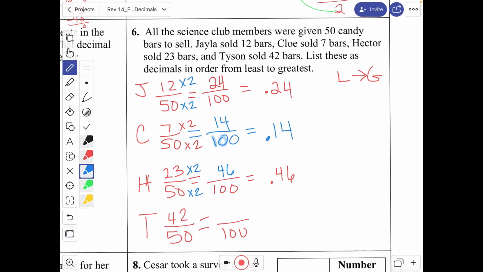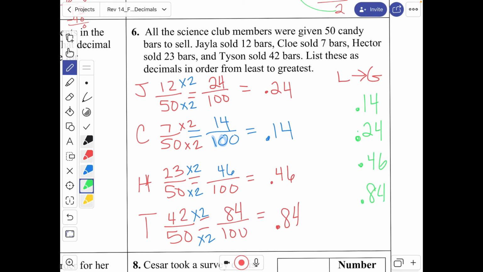And then Tyson had 42. We need to multiply that times 2 again to get it over 100. 42 times 2 makes 84, and 84 hundredths is decimal 0.84. And finally, it said to list them in order from least to greatest. So the least would be 0.14, then 0.24, 0.46, 0.84. 14 hundredths, 24 hundredths, 46 hundredths, and 84 hundredths.